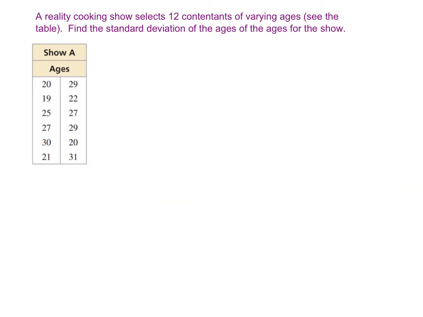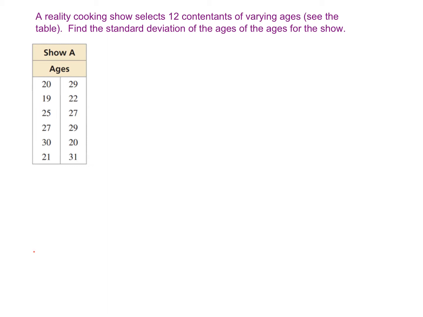Here on the screen, we can see that we have a set of data. What we're going to do here is calculate the standard deviation of the ages of these people on the show. We have a reality cooking show with 12 contestants with a couple of different ages. We're going to find the standard deviation of those ages and figure out how far apart typically these are.